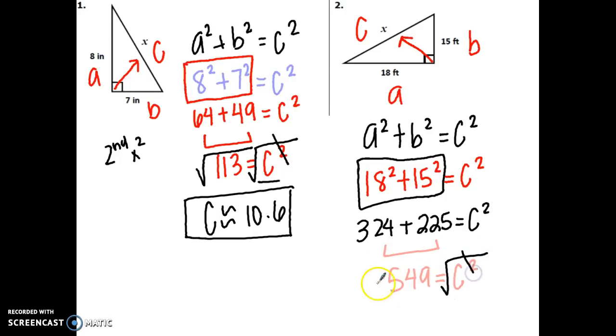So square root here, square root there. And again, if you don't know how to find a square root on your calculator, please stop this video, call me over, and I will show you. And then when we do take the square root, it's going to be C is approximately 23.4.